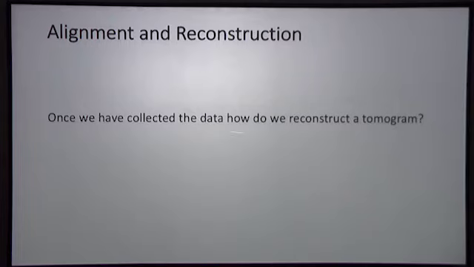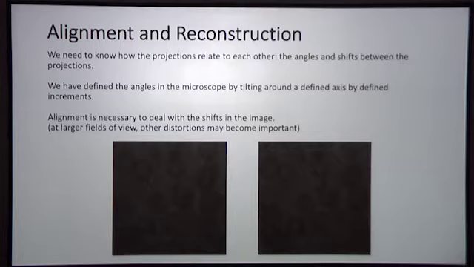So once you've got your data, how do we reconstruct a tomogram? This involves alignments and reconstruction. This is comparable to single particle reconstruction. So we have a set of projections of our object. We need to know how those projections relate to each other, the angles and the shifts between the projections. This is alignment in single particle, and it's the same thing in tomography.